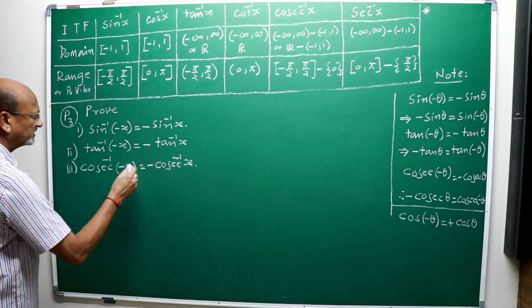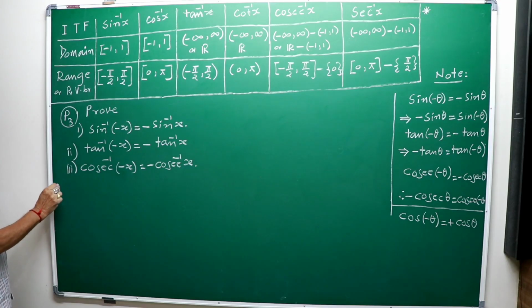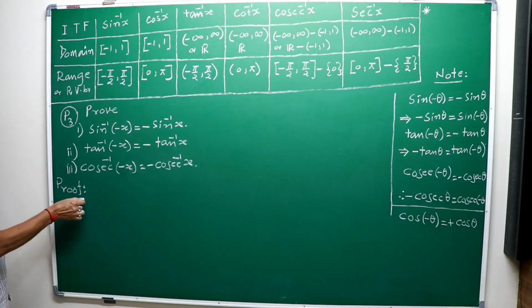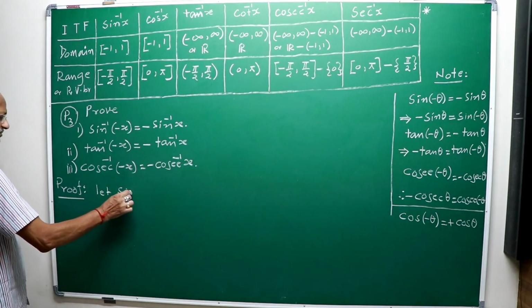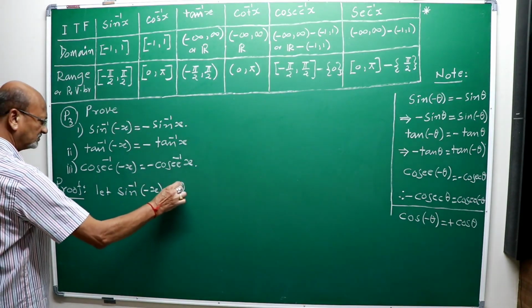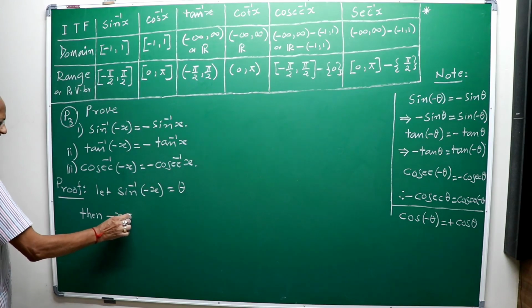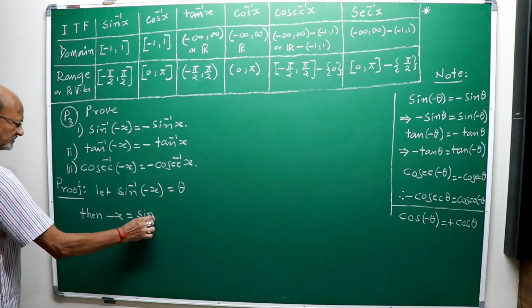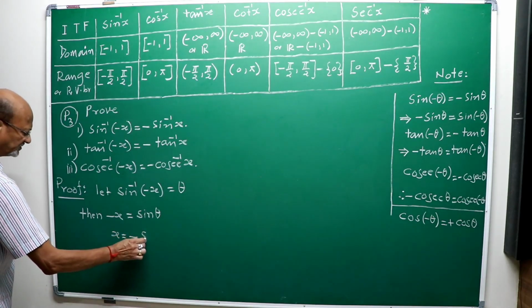Yes, my friends, again the method is the same. Let this equal theta. Proof of the first: let sine inverse of minus x equal theta. Then using the definition, take sine on that side: minus x is sine theta. So x is minus sine theta.